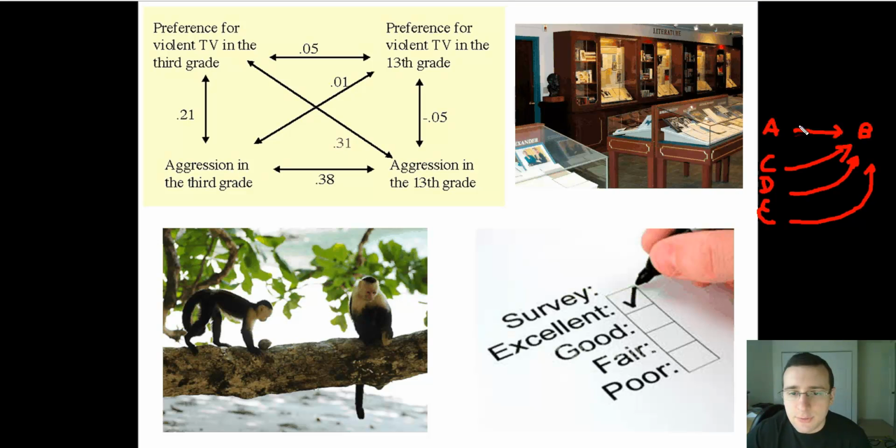So the way to solve this problem is to quantify the correlations that exist between all these variables. So like, how much is A related to B? How much is C related to B? How much is D related to B? How much is C related to A? How much is C related to D? How much is C related to E?